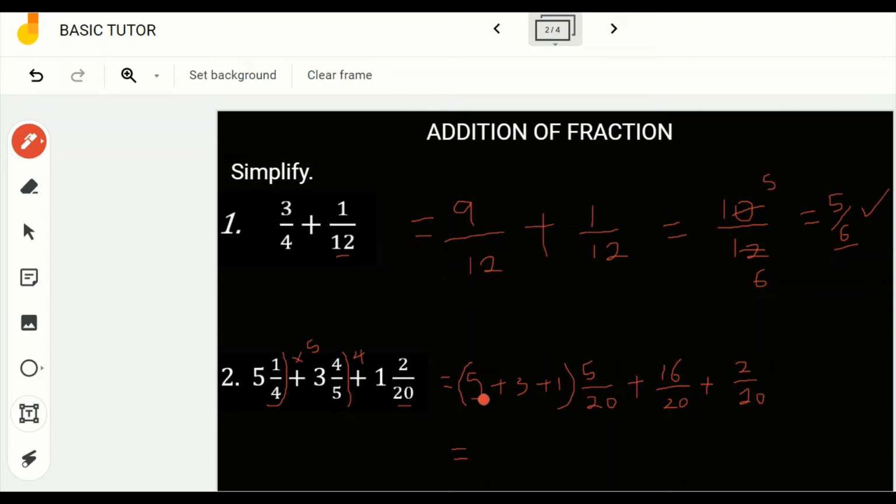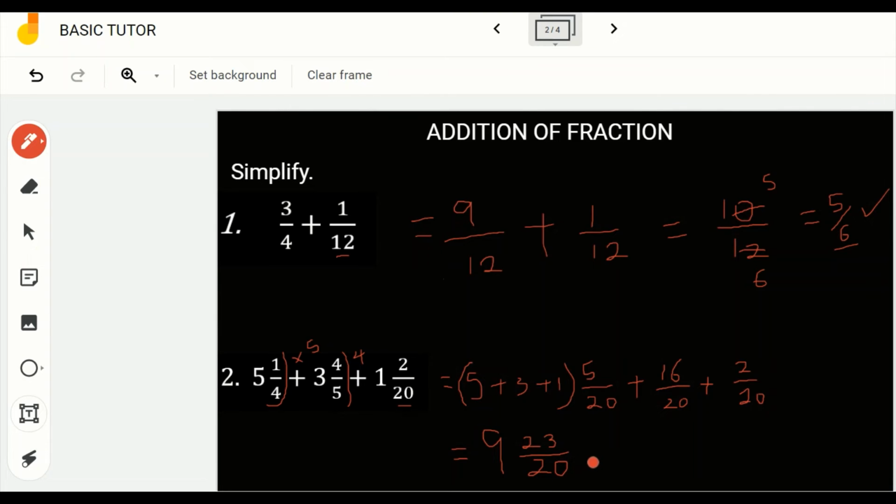So what next? I can now add up my whole numbers. So 5 plus 3 is 8, plus 1 is 9. So I have 9. So here just 5 plus 16 is 21, plus 2, that's 23. So we have 23 over 20.